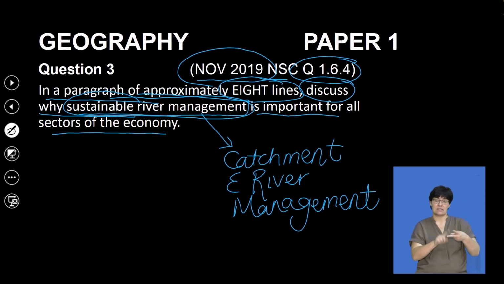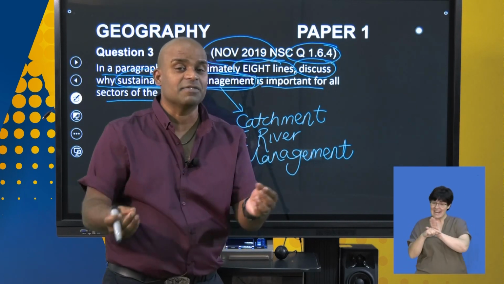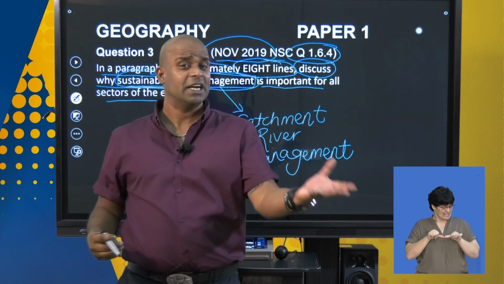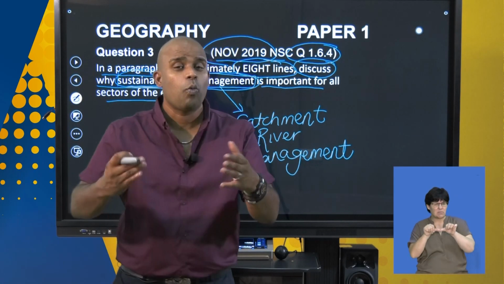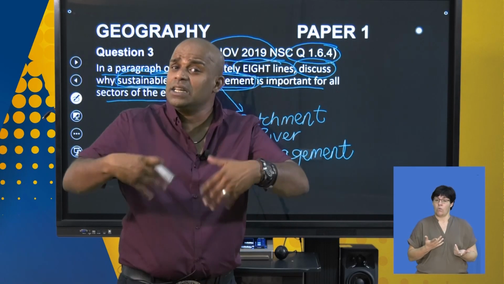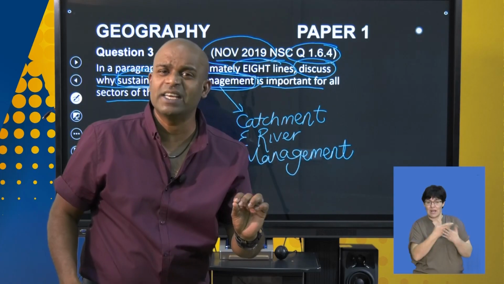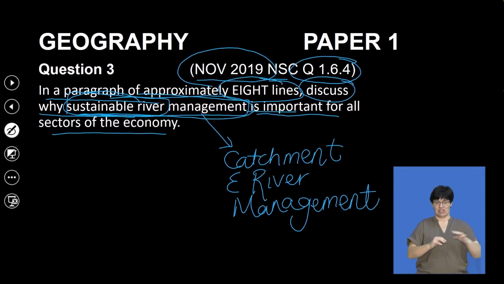So in this particular example, the content was catchment and river management. And what's important is this question is asking of you to discuss both positive and negative. What positive and negative? Sustainable strategies. What is sustainable? Remember your grade 11 content on resources and sustainability? What can be used now and still protected for future generations? And in this particular example, we're looking at river management. And why is it important for all sectors of the economy?